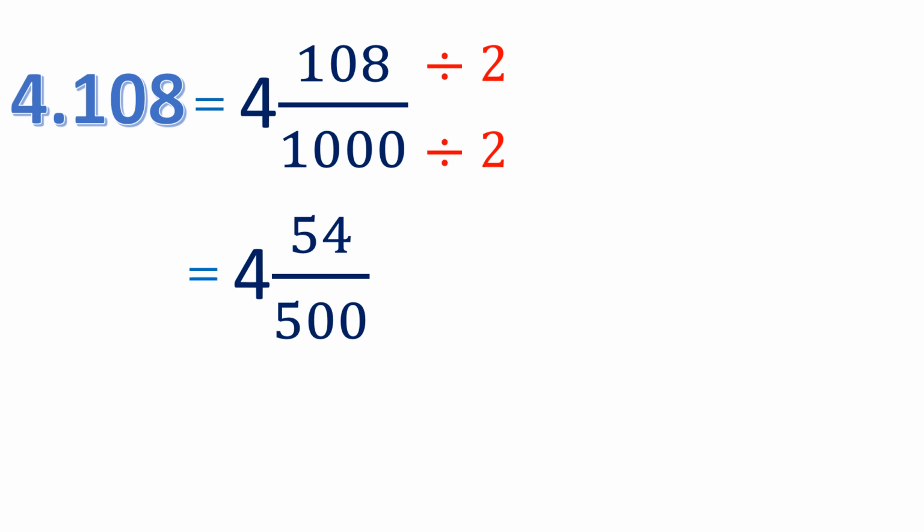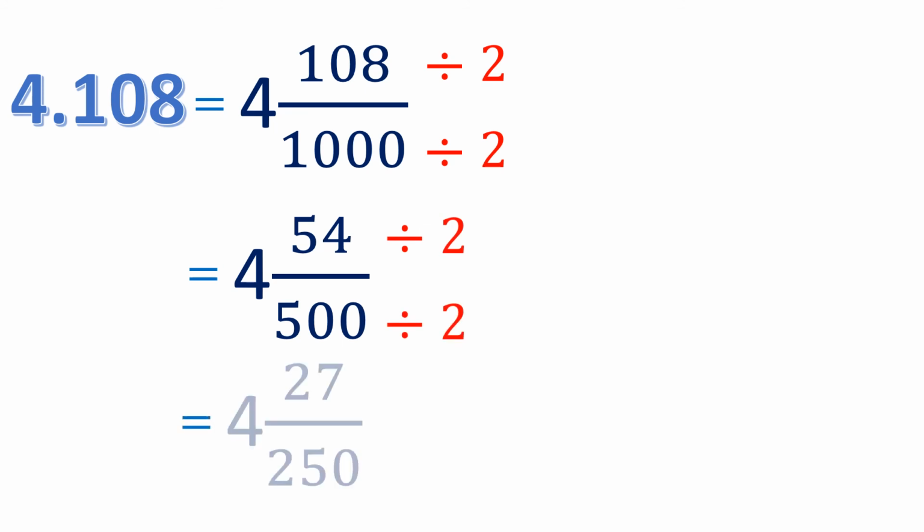And then 54 and 500 are both even, so that means they are both divisible again by 2. And so this becomes 4 and 27 over 250. And that is the simplest form. So again, from the 4 and 108 over 1000, you can divide it directly by 4. But as I'm showing you, that's the longer way, but that's the simplest way to understand.